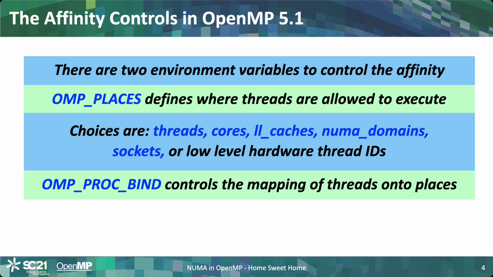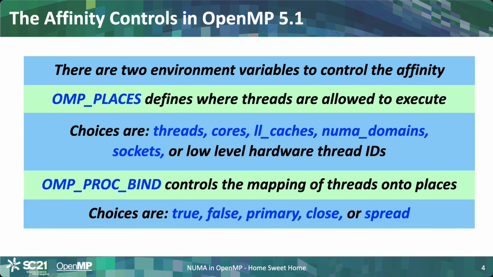Why would you need that? Well, let's say you have 8 cores in your system and you have 4 threads. Where would you execute those 4 threads? How do you want to map them onto the cores, for example? And there's a choice to be made, and you can do that by setting this environment variable.